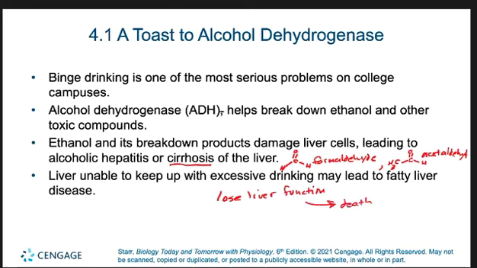So the breakdown products produce energy as well. But the problem is that the other byproducts are damaging. This is one of the reasons you don't want to engage in too much recreational drug and alcohol consumption. Because if you lose your liver, you can't continue to function at all, right?